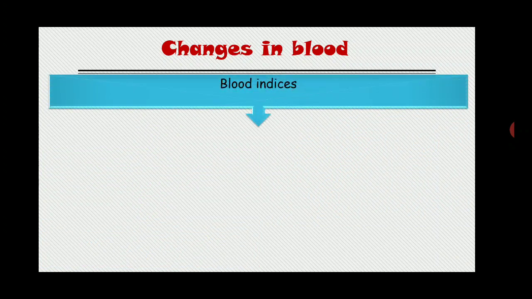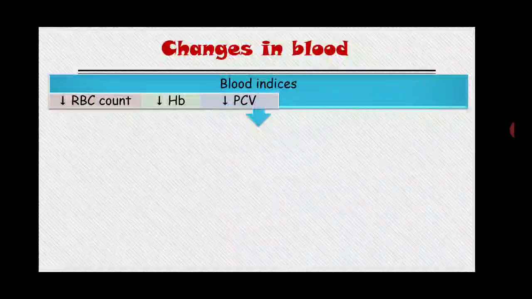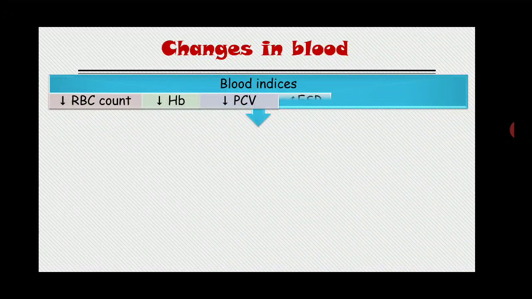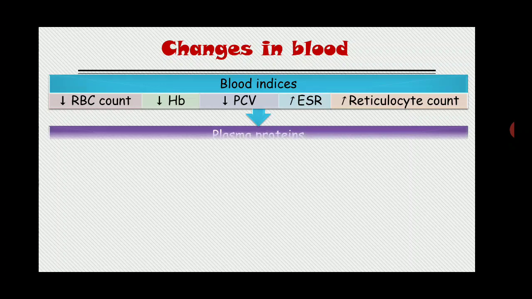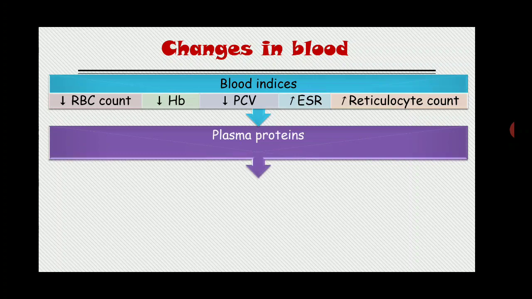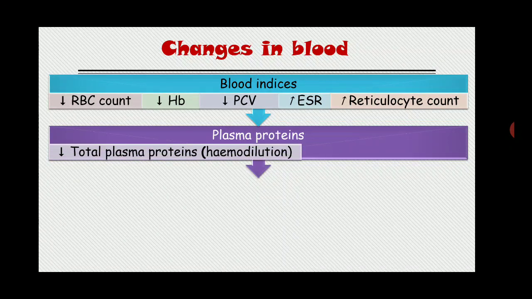Then what changes take place in the blood indices? So RBC count is basically decreased, obviously by hemodilution, decreased hemoglobin level, decreased PCV, increased ESR, and increased reticulocytes. What happens to the plasma protein? As the hemodilution occurs, the total plasma protein will decrease, with increased fibrinogen level and decreased albumin level.